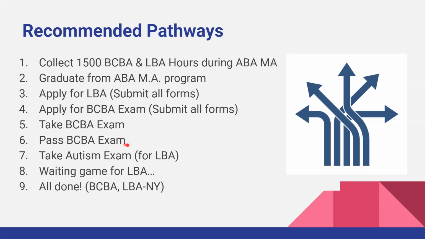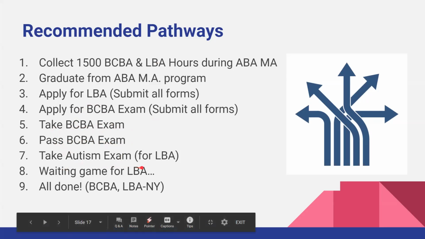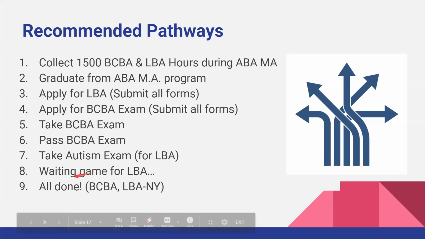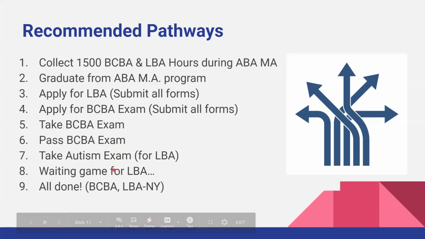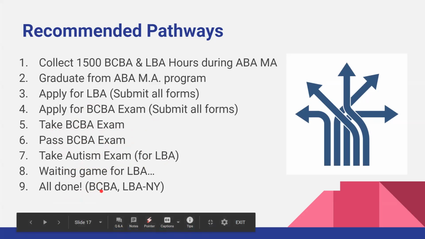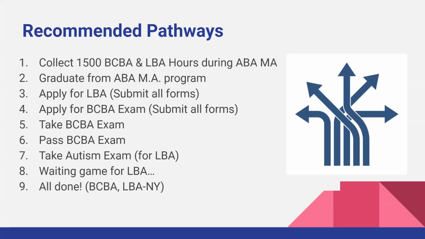And then after you pass the BCBA exam, you'll hear back, like I said, from the state, and they'll say, okay, you take the autism exam, pass it as well. And then you just have to wait a little bit for your LBA to come through. But then again, you'll finally be done, and you can add a bunch of extra letters to the end of your name, a BCBA and an LBA-NY.